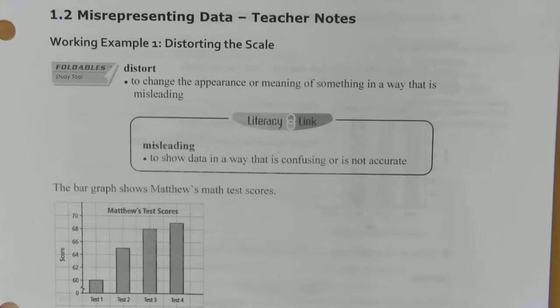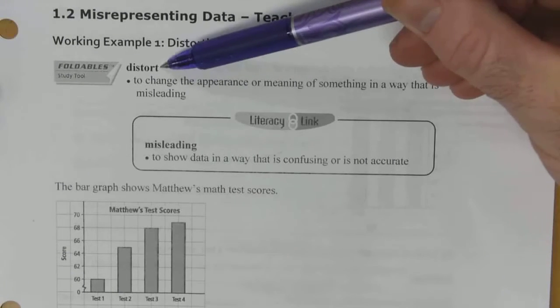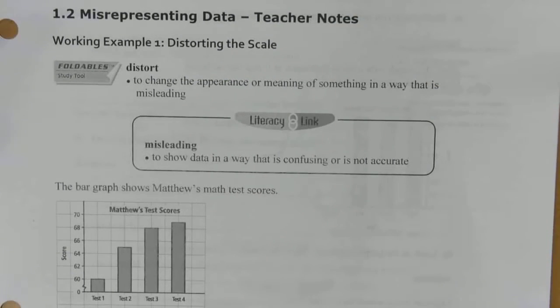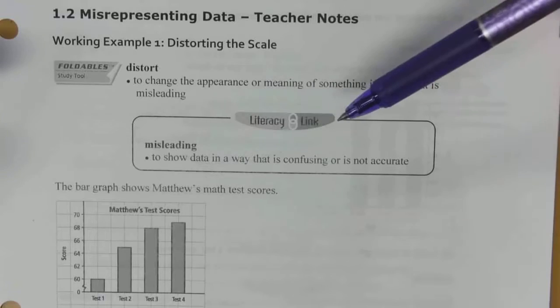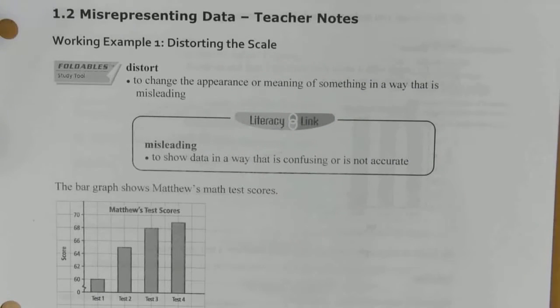Section 1.2 is about misrepresenting data. Working example number 1 is called distorting the scale. So we have a couple of definitions to start with. The word distort means to change the appearance or meaning of something in a way that is misleading. And the word misleading means to show data in a way that is confusing or not accurate.